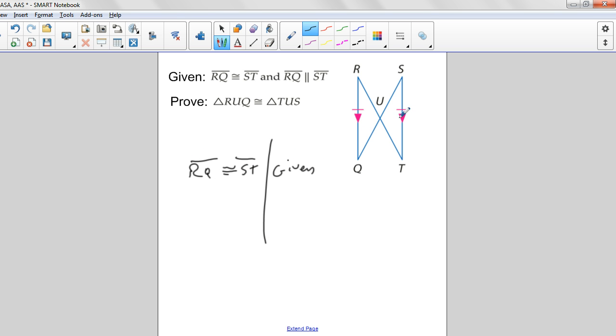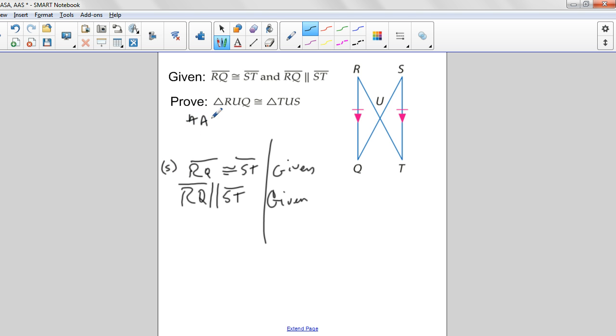These little triangles are telling you these lines are parallel, so RQ is parallel to ST. That's what it says right here. RQ is parallel to ST. Okay, that's also given when it's marked, or it's told to us right here. So we have used this thing right here as one of our sides.